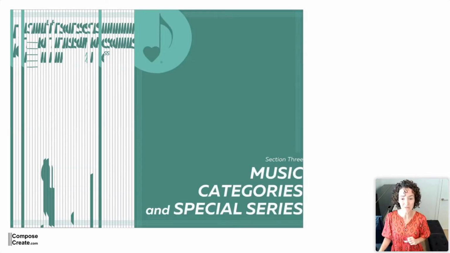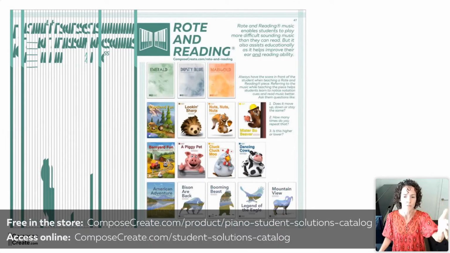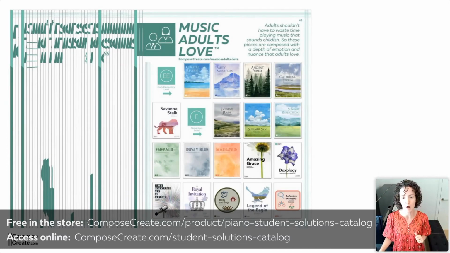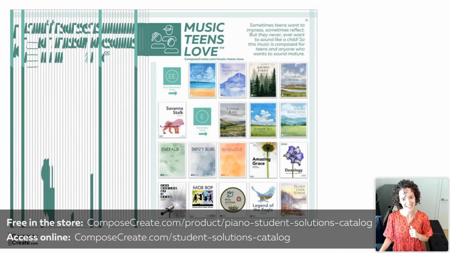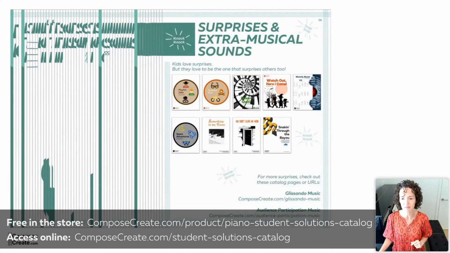Okay, then we're also excited about this section because a lot of times teachers would ask us, can you give us more information about rote and reading music? What rote and reading music would be good for this student or this student? Here is a page just on rote and reading. What about music my adult student would love? Again, here this is. What about teens? What about all your short sheets? Where are all of those and what do they drill? This actually lists exactly what they drill, what level they're at, what position they're in.